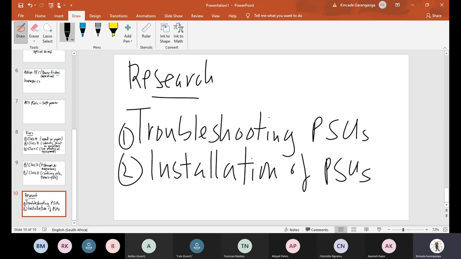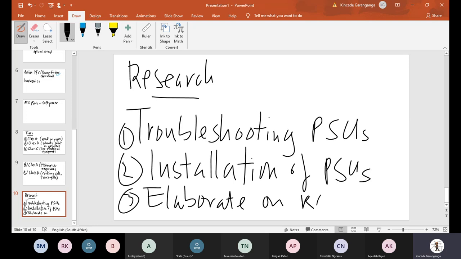So let's look at maybe elaborating on rails. So this is obviously in accordance to PSUs, all right? Rails in accordance to PSUs. Okay, I think that's that as far as that day is concerned.